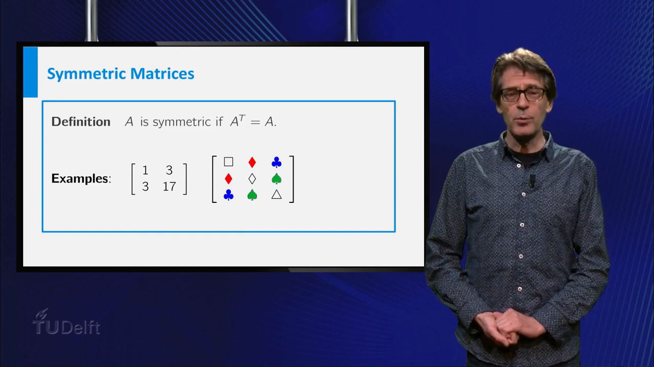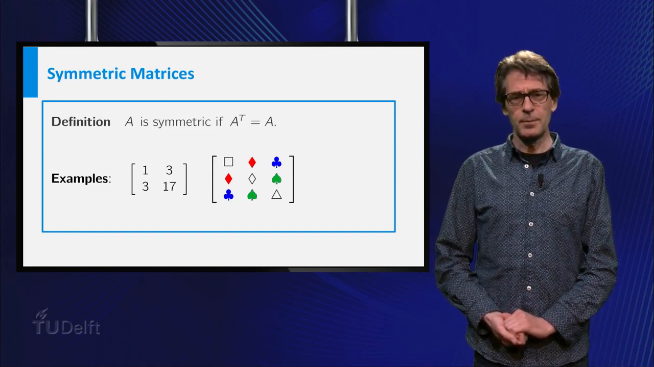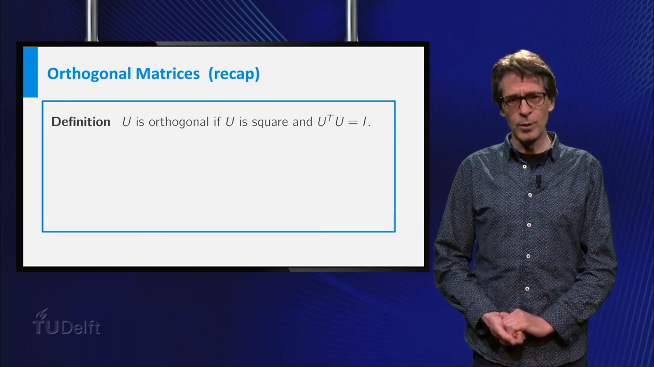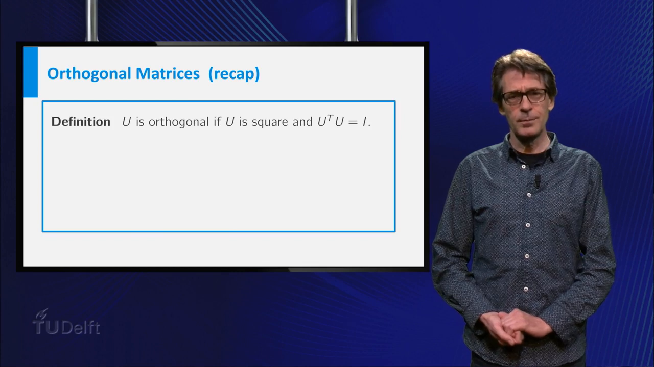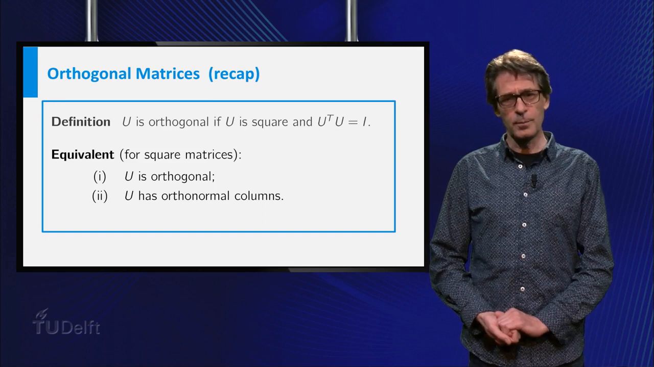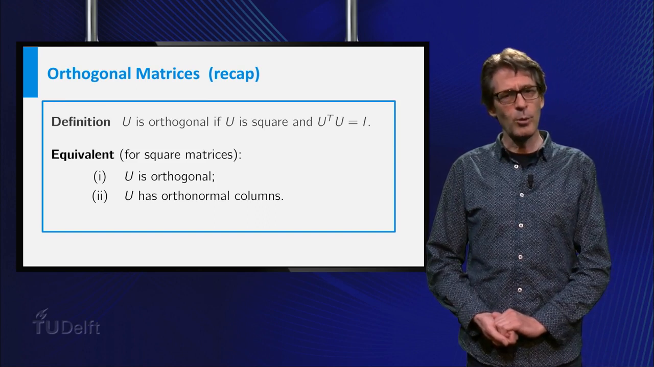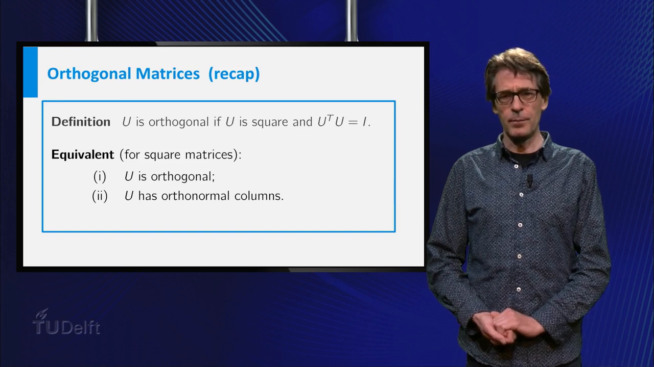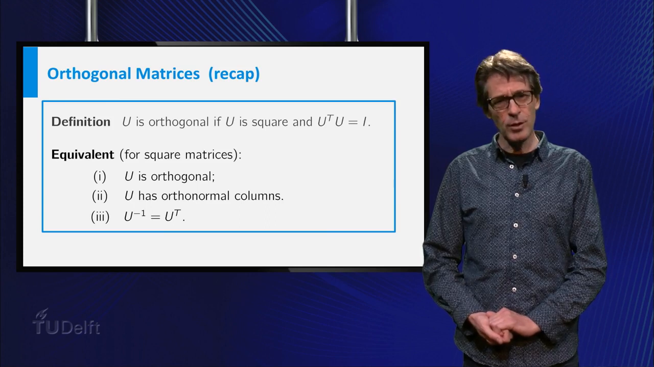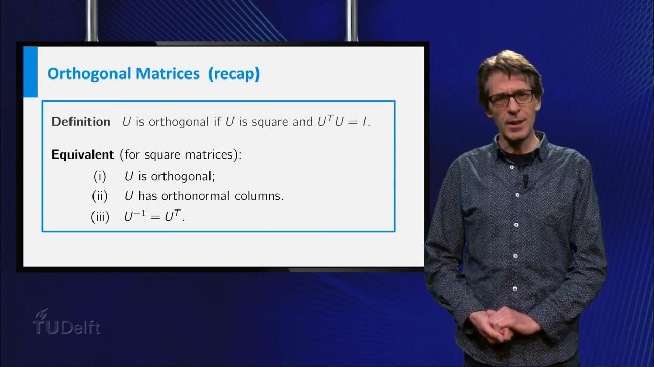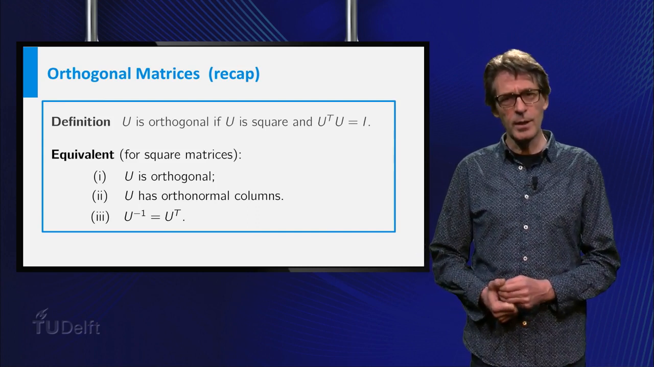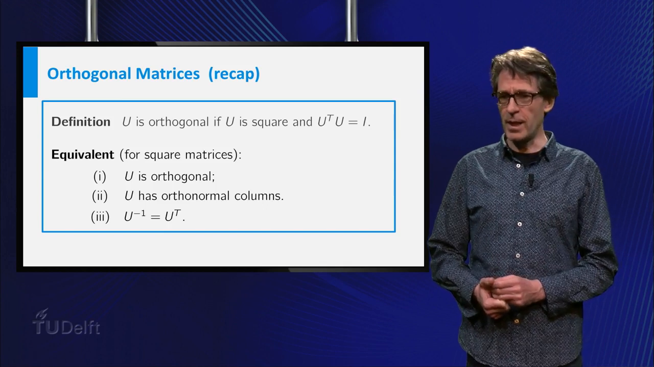In the previous chapter we already met orthogonal matrices. A square matrix U is orthogonal if U transpose times U equals the identity matrix. This is equivalent to the columns of U being orthonormal. In fact, they form an orthonormal basis for R^n. Another way to put it: U is orthogonal if and only if the inverse of U is equal to the transpose of U. Now I can explain what orthogonally diagonalisable means for a matrix A.